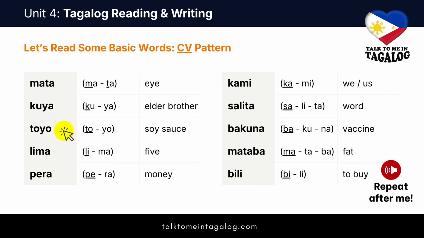Toyo. Toyo. Soy sauce. Lima. Lima. Five. Pera, pera. Money. Kami, kami. We or us.